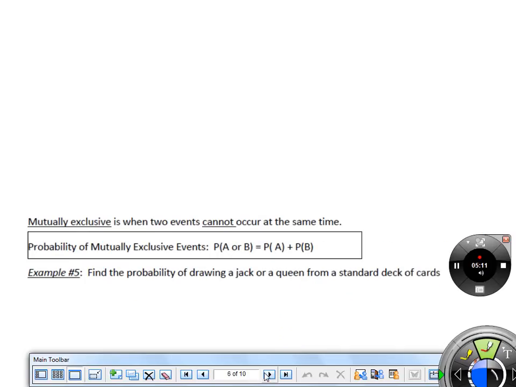All right, example 5 says find the probability of drawing a jack or a queen from a standard deck of cards. So this is an or problem. I can get a jack or a queen, and those don't overlap at all. You can't be a jack and a queen at the same time in one single card. So getting a jack is 4 out of 52. Getting a queen is 4 out of 52. I want a common denominator, but these both reduce the same. So I'm going to get 2 out of 13.